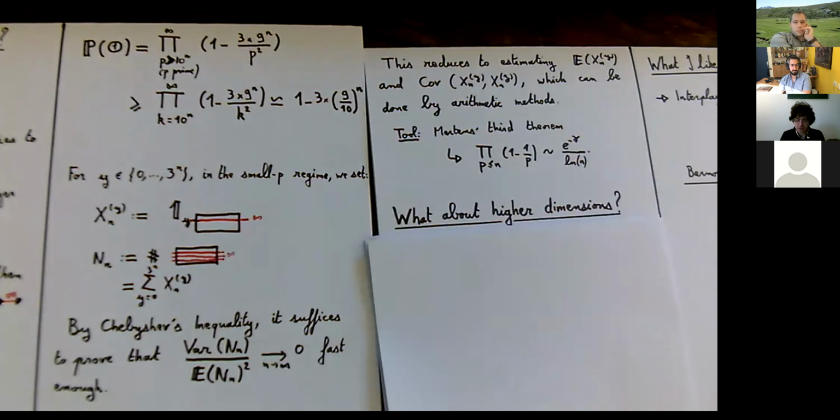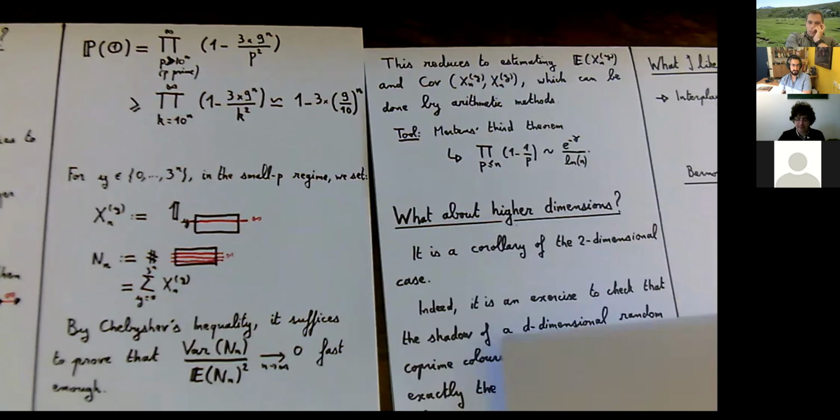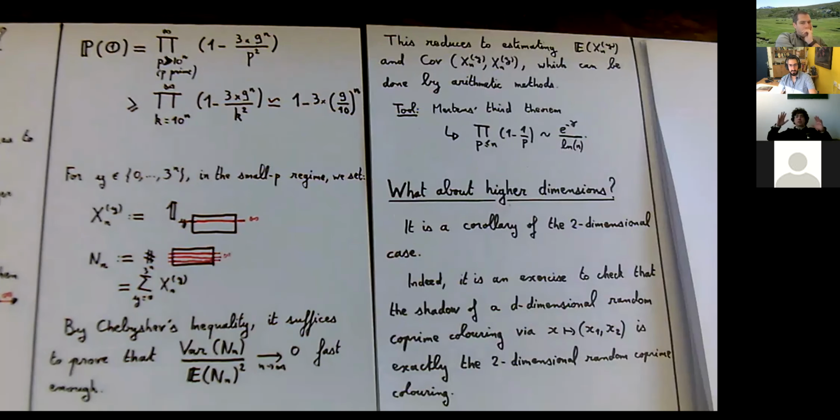What about higher dimensions? Well, quite amusingly, it is a corollary of the two-dimensional case. Indeed, it is an exercise to check that if we take the d-dimensional model and we project its shadow in dimension 2, it gives the two-dimensional model. So by projecting the shadow, I mean that we consider this map, x gives x1, x2, and we declare some guy in Z^2 black if and only if in its pre-image there is at least one black vertex.